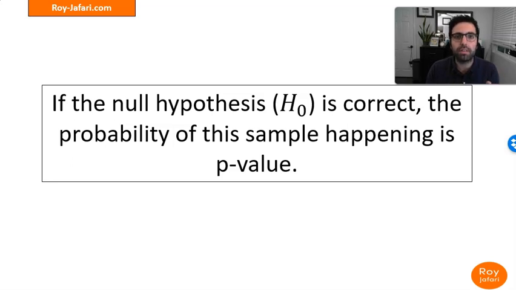So this is a sentence you have to understand and take with you for the rest of this video and for the rest of your life, right? So pay attention. A p-value is connected to two things. You need to have a null hypothesis and you need to have a sample. And p-value is the probability of this sample happening given the null hypothesis being true. That's p-value, right? So let's look at an example to understand it better.